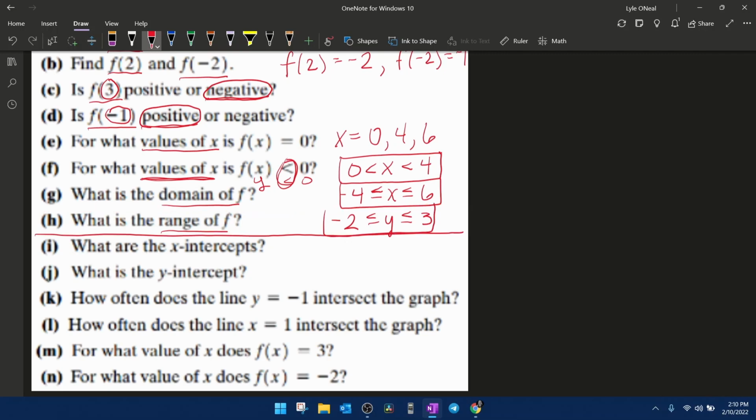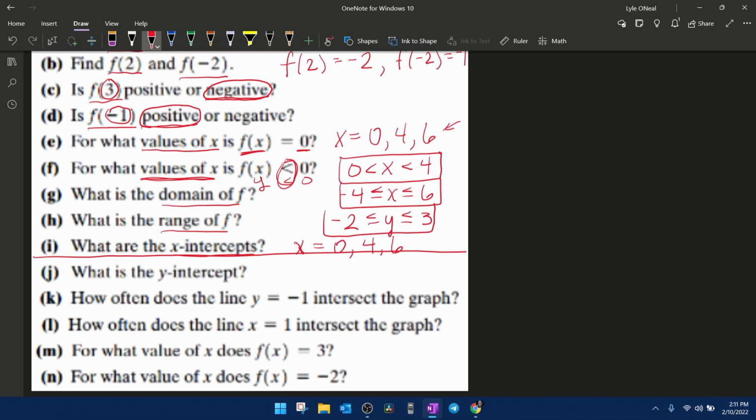Next, part I, what are the x-intercepts? Well, that is the same answer as part E, because an x-intercept exists when you have a y value of 0. So the x-intercepts, if I simply just express them as the x-coordinate, would be again 0, 4, and 6. Sometimes they may ask for the x-intercepts as ordered pairs. Make sure that you read the instructions and give the answers the way they request them.